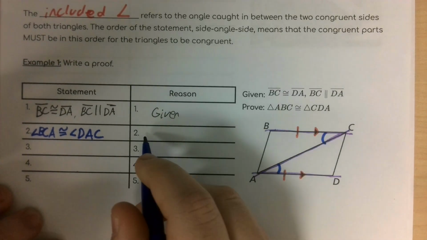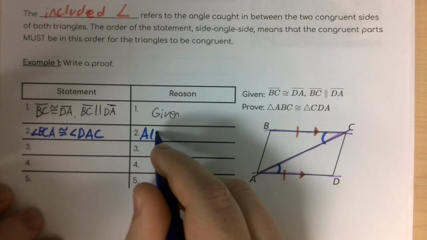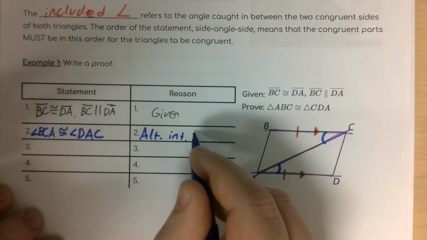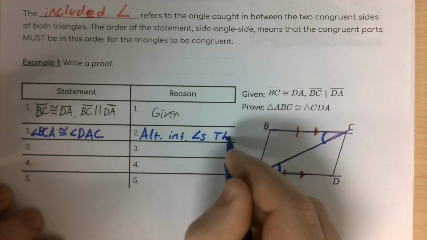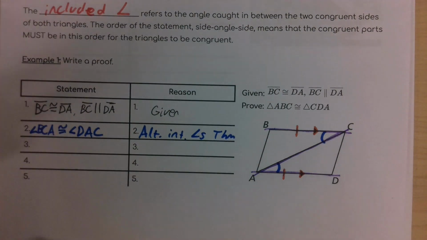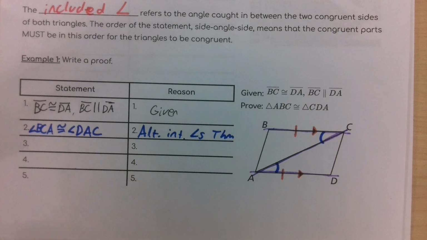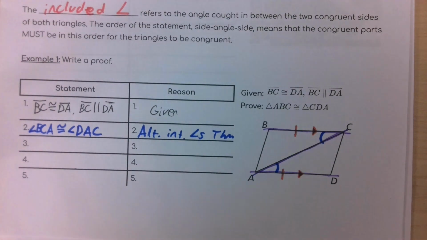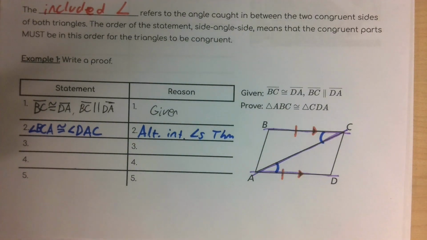So, how do we figure this out? Well, that's because they are alternate interior angles. It's the alternate interior angles theorem. Okay, we're getting there. The only thing we need to show now to show that these two triangles are congruent is to figure out what that third side is.